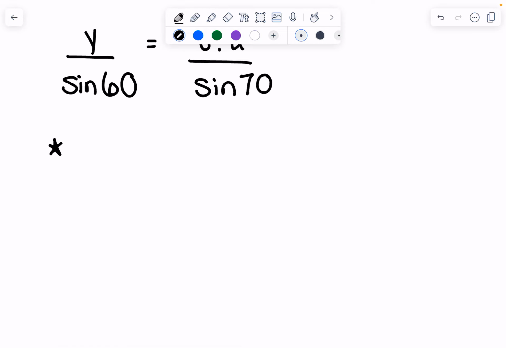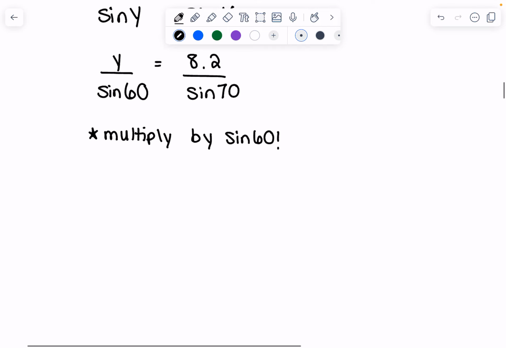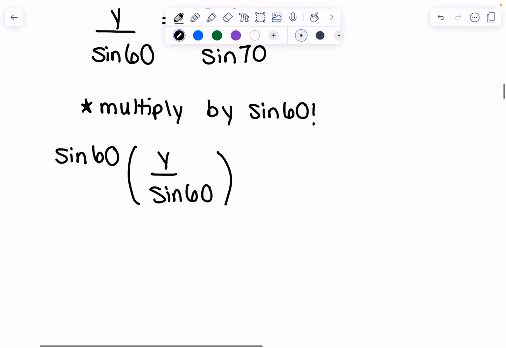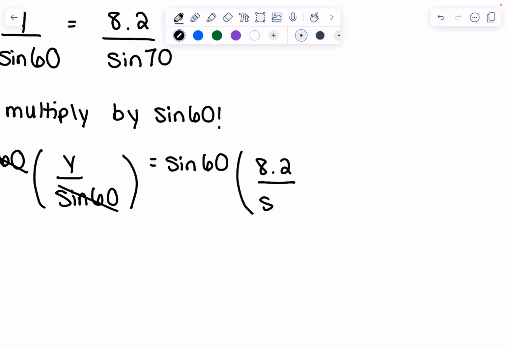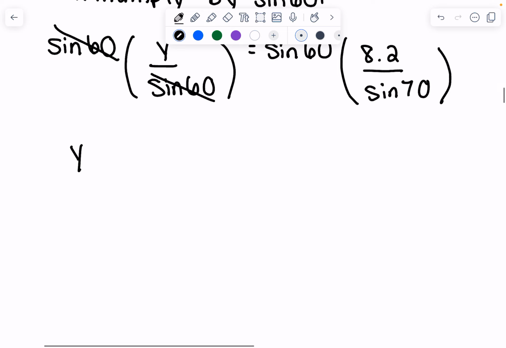You're also going to multiply both sides by the sine of 60. This will essentially cancel out the denominator on y, so that way y is isolated to the left. Good notation. I can show it, you don't have to show it. This is a good visual just so you can see it canceling out. And whatever you do to the left, you must do to the right. So when we get down to it, we have the sine of 60 times 8.2 divided by sine of 70. So y is approximately 7.6.